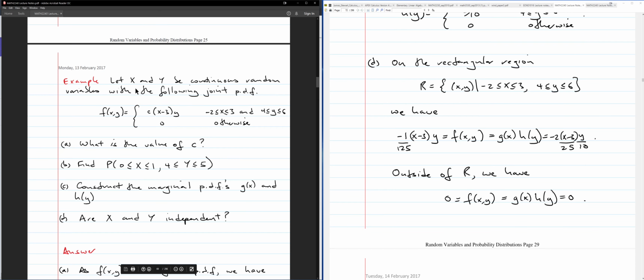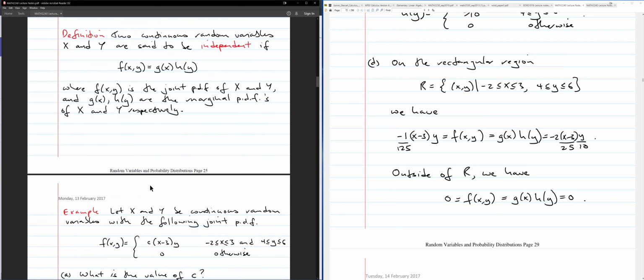Now what we need to do is check to see if x and y are independent. How we're going to do it in this class is we use this criterion over here. We want to check to see if my joint PDF is equal to the product of the marginals. I just worked out what the marginals were: marginal g of x for x and marginal h of y for y.